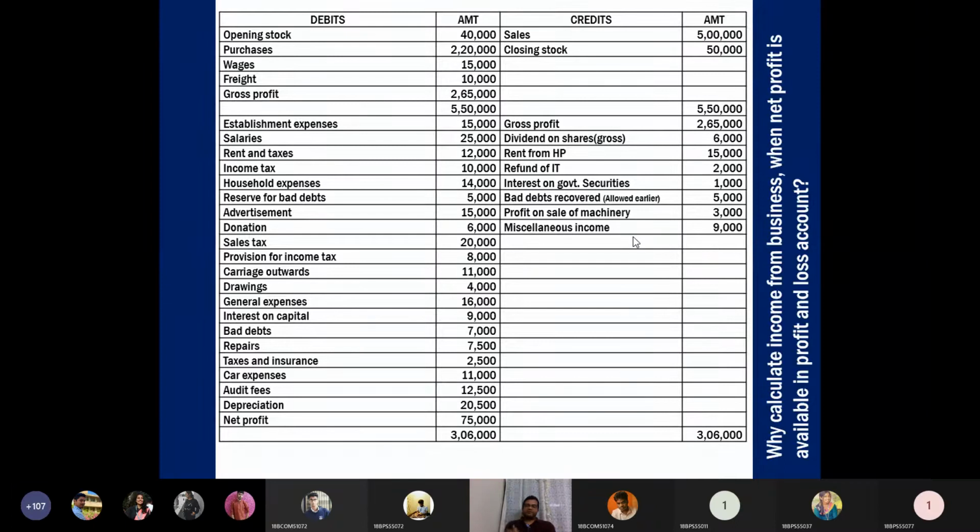Roll number 68 from A section. Yes, sir. What do you think? Which transaction seems to be incorrect or should not come in the profit and loss account in the list that you see?